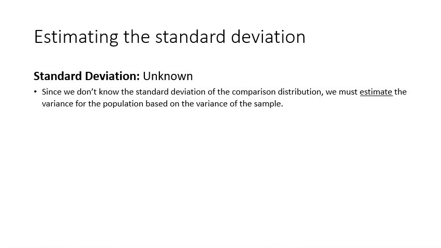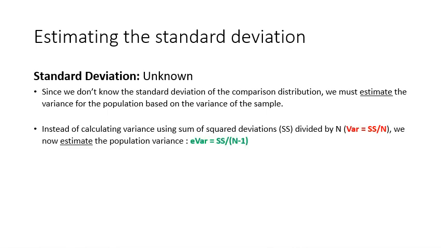And there's lots of evidence from mathematicians that they're going to be approximately the same, that if you draw a sample of enough people from a population, you're going to get a variance that's about the same as if you knew the variance for the population. So instead of calculating variance using, you might recall this or might not from chapter 2, we divide the sum of squared deviations by n. That's what we've done in the past in chapter 2. But now we have to estimate it using the sum of squares divided by n minus 1.